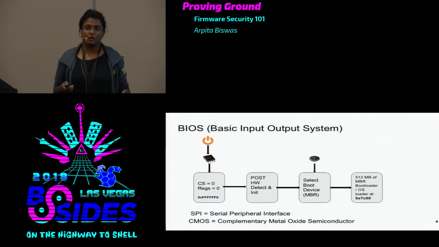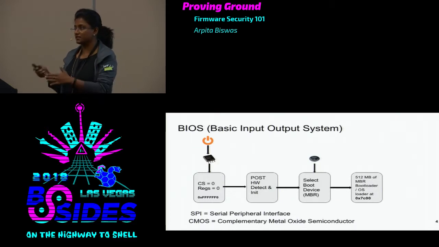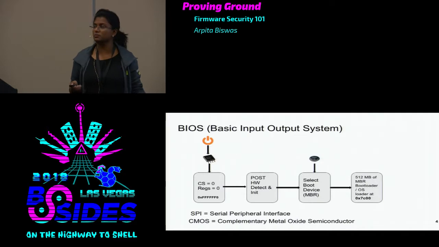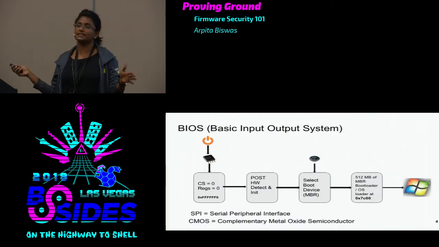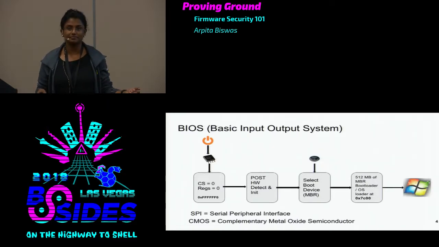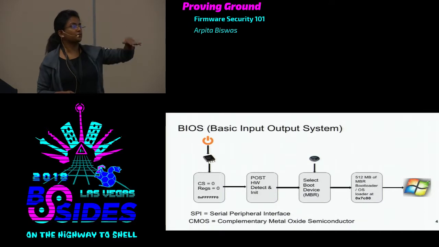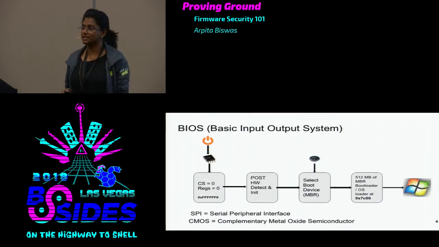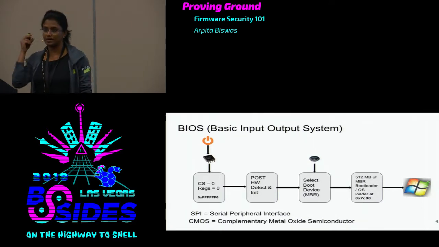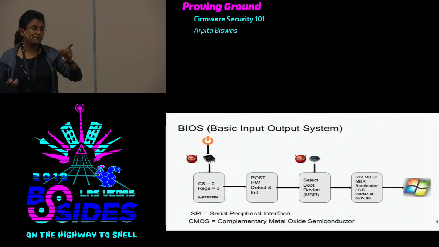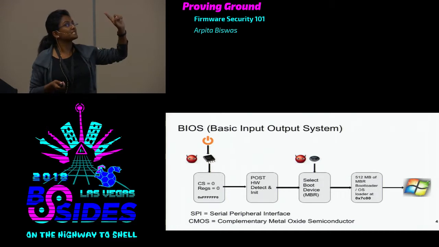Then, having known which operating system to load, it puts all those instructions at 7C00, boots up, gets everything ready for the operating system, and you can log in. So roughly, these are the 4 or 5 steps that happen on a BIOS. Moving on, by the way, we are looking at the SPI.